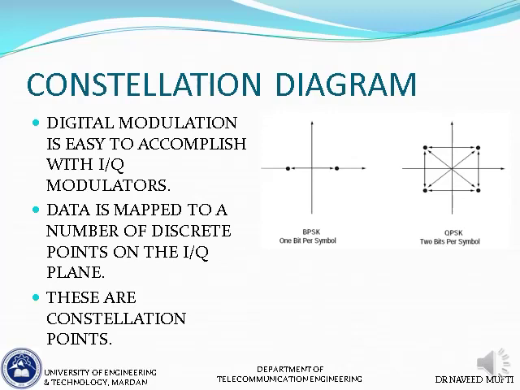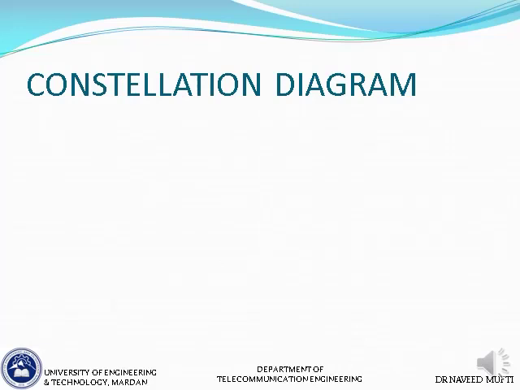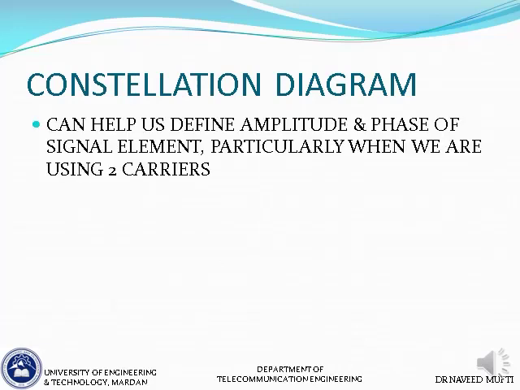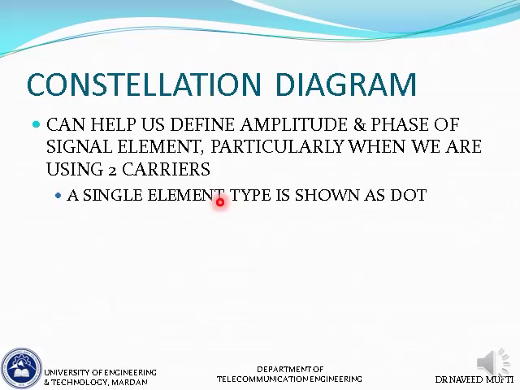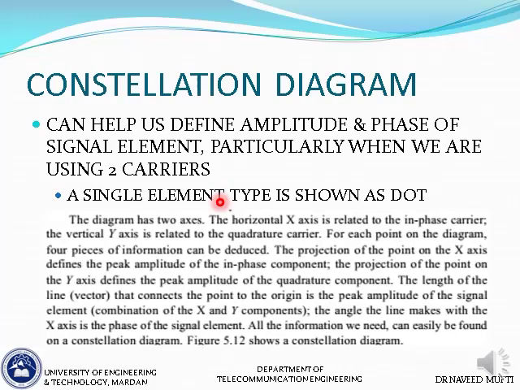तो हमने ब्रीफली डिस्कस भी किया था कम्युनिकेशन सिस्टम्स में कि जो कॉन्स्टलेशन डायग्राम्स हैं वो तस्वीर देखने से आपको फ़ौरन आइडिया हो जाता है कि ये किस लेवल की मॉड्यूलेशन है और एक एक सिंबल जो है वो कितनी बिट्स को रिप्रेजेंट कर रहा है. Constellation diagram, it can help us define the amplitude and phase of signal elements, particularly when we are using two carriers. A single element type is shown as a dot. As you know, the diagram has two axes. The x-axis is related to the in-phase component, the y-axis is related to the quadrature component.